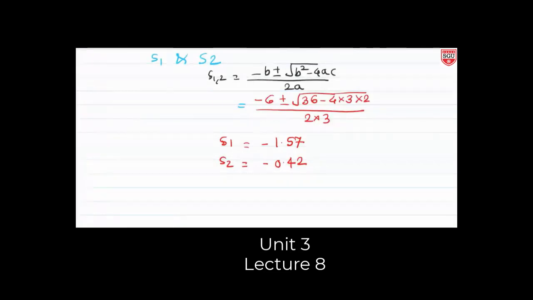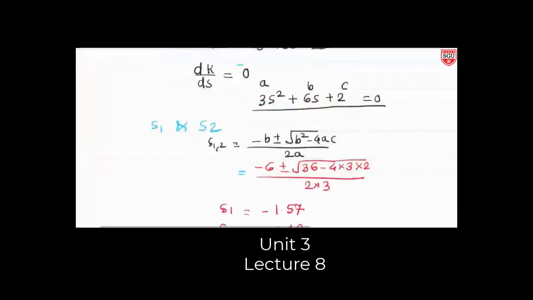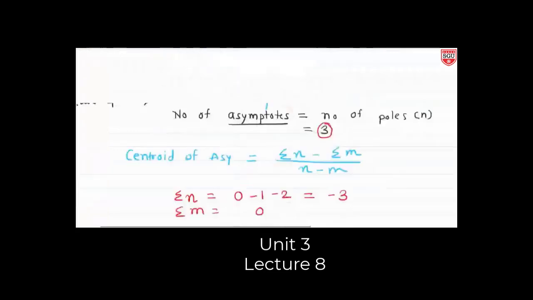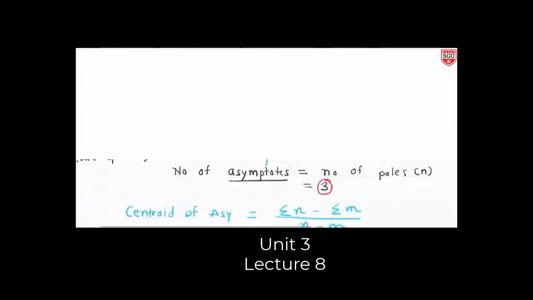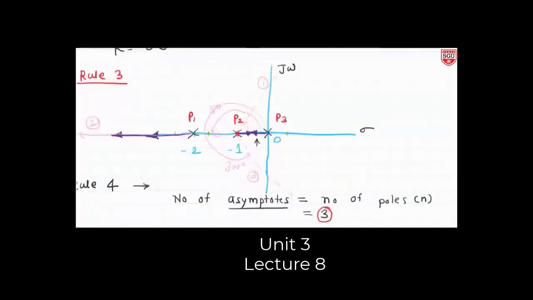What we are finding? We are finding the breakaway point. Breakaway point is nothing but the point which denotes from where these two branches will leave the real axis. Now what answers we got? Two answers. One answer is minus 1.57 and another answer is minus 0.42. So out of that, which is the valid one?